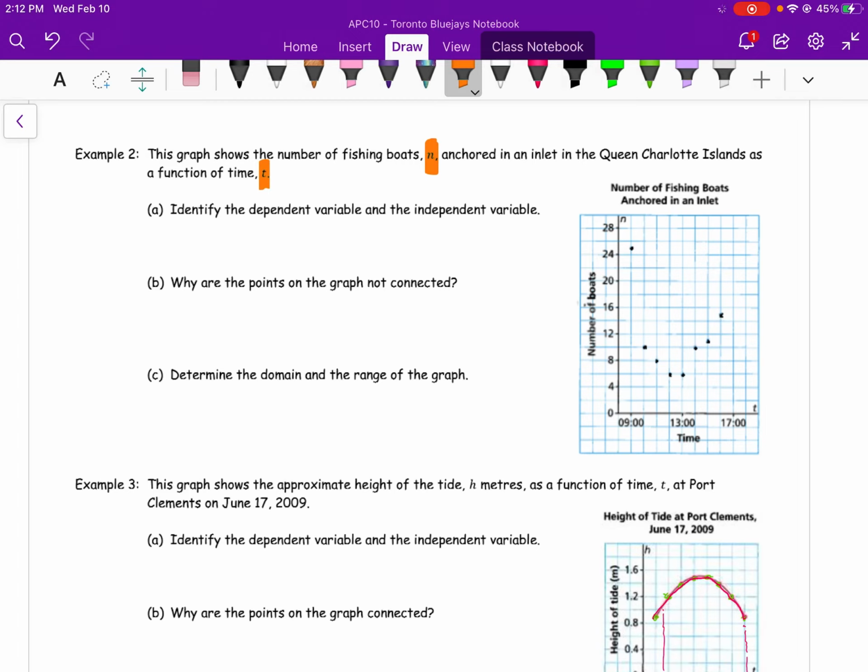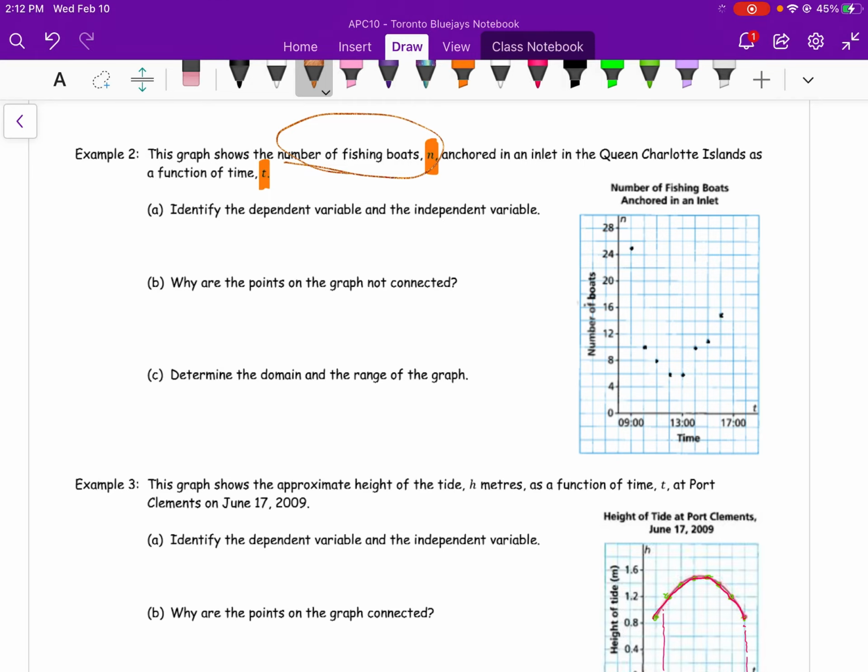So I'm just going to read this again, and it should make sense. N should represent something that maybe starts with the letter N. This graph shows the number of fishing boats, N, anchored in an inlet in Queen Charlotte Islands as a function of time, t. Identify the dependent and independent variable.